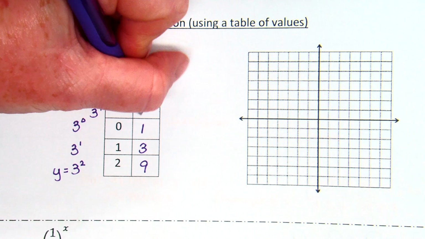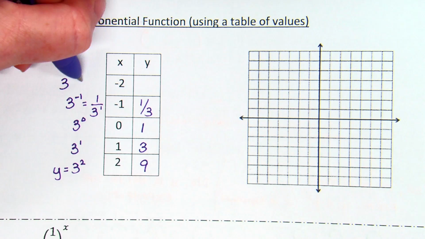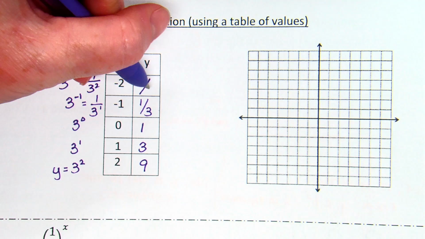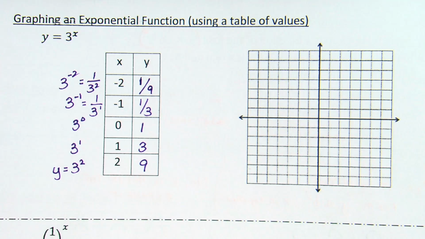What about -2? Okay, 3 to the -2, we throw it to the bottom. 1 over 3 to the +2, which is 1/9. Okay, so I would always encourage you guys, do the XY charts.